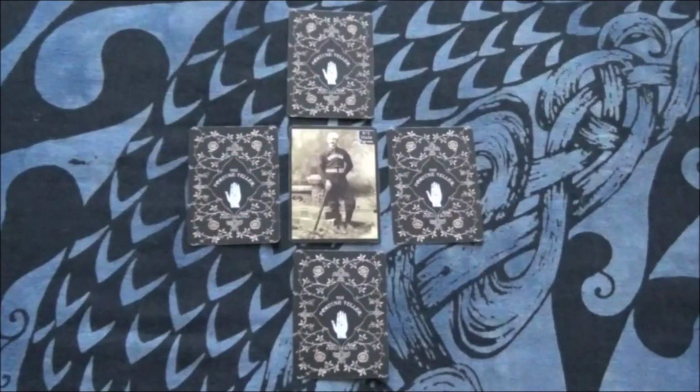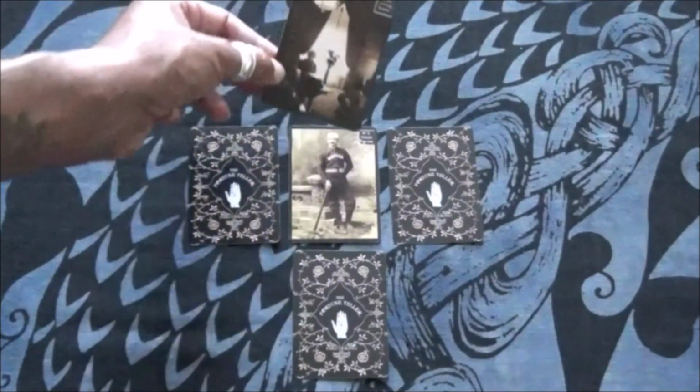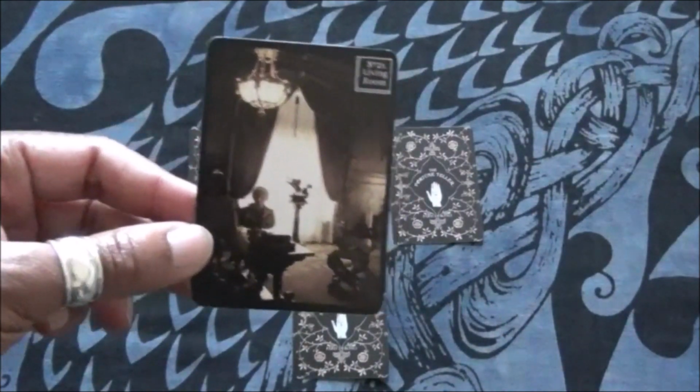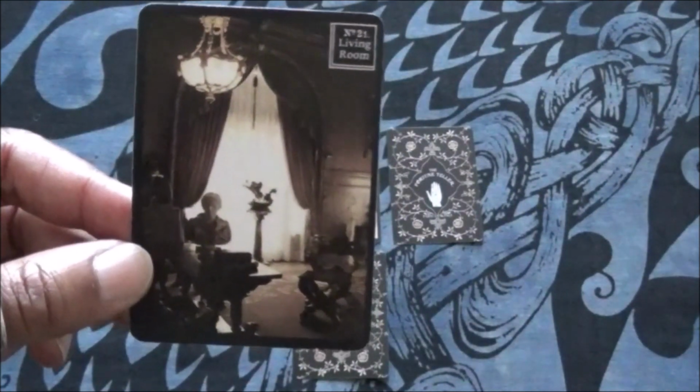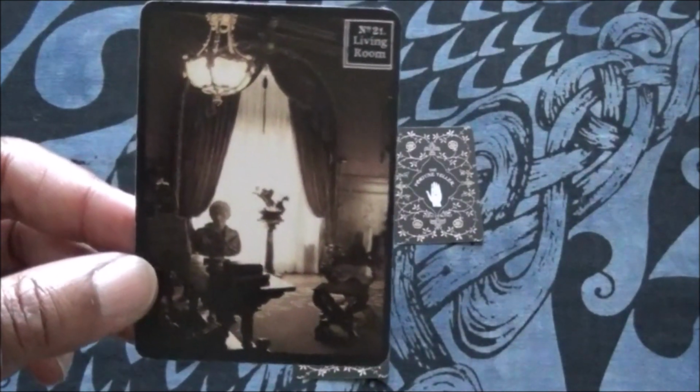Okay, so now that we've done that, let's take a look at the cards. I start with above. So this is what's on my mind for the upcoming week. The card is living room. Living room is a card that can represent personal space and privacy.